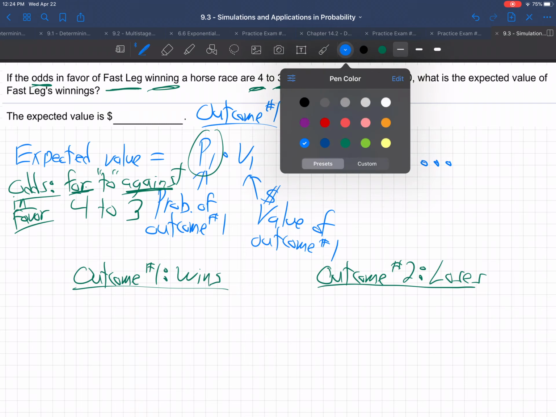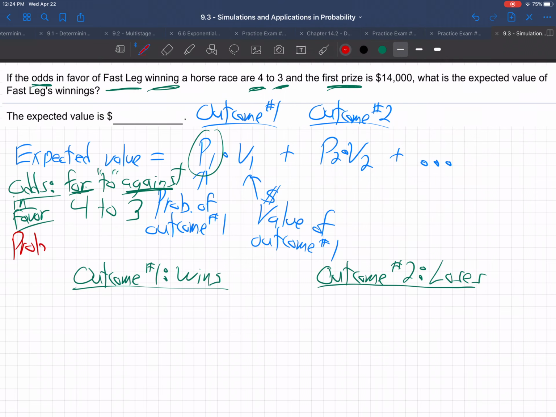Whereas probability is 4 over total. So the 4 is 4, literally, for the probability. So think about a debate. If there's 4 people for an issue and 3 against it, how many total? 7, right? So to change the odds 4-3 to probability, probability is 4 over total, so it becomes 4 over 7. So that's the probability that Fast Leg is going to win the race, 4 out of 7.